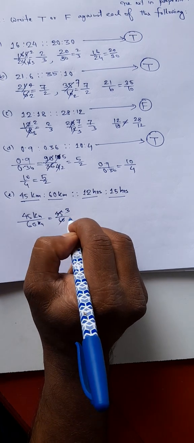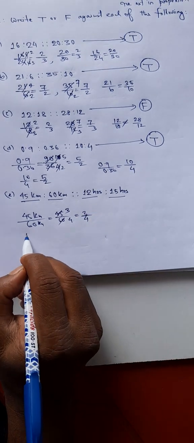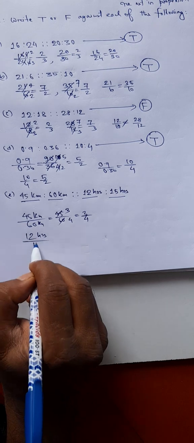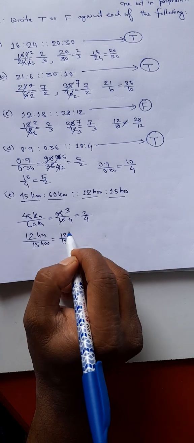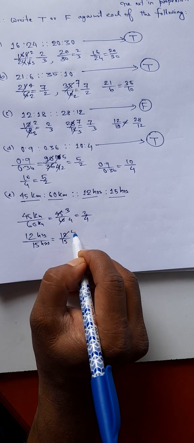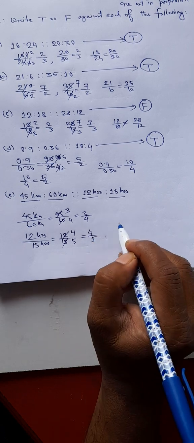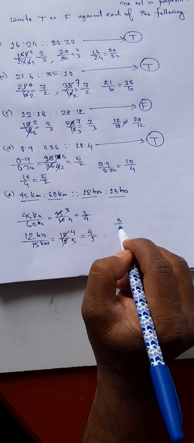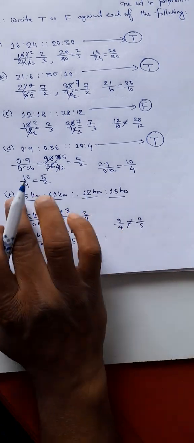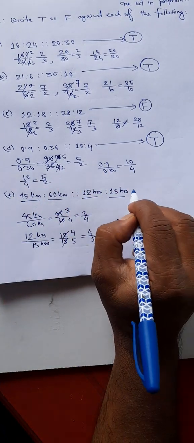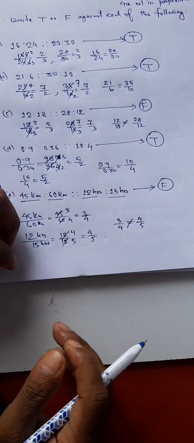15 3s are 45, 15 4s are 60, so 3 is to 4 or 3 by 4. Then 12 hours divided by 15 hours equals 12 by 15. 3 4s are 12, 3 5s are 15. That means 4 by 5. Now you see 3 by 4 is not equal to 4 by 5. That means these quantities are not in proportion. So it is false. These quantities are not in proportion.